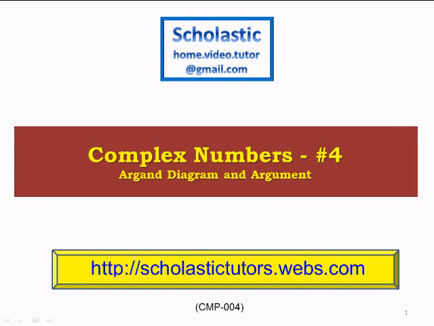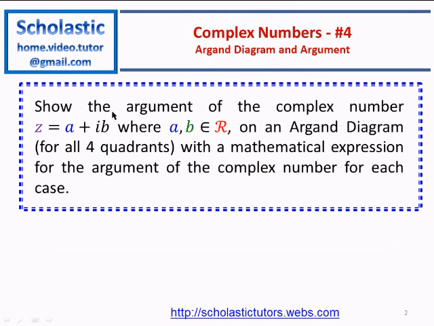Hi, welcome back. Complex numbers, Argand diagram and argument. Show the argument of the complex number z equal to a plus ib, where a and b are real numbers, on an Argand diagram for all four quadrants with a mathematical expression for the argument of the complex number for each case.